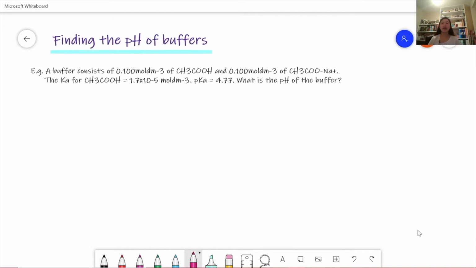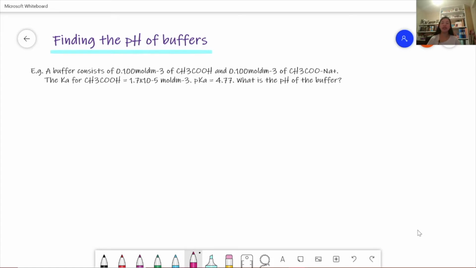So now we're going to talk about how to find the pH of buffers. We're going to look at this example. A buffer consists of 0.1 moles per decimeters cubed of ethanoic acid and 0.1 moles per decimeters cubed of the salt. The Ka for ethanoic acid is 1.7 times 10 to the minus 5 moles per decimeters cubed. The pKa is 4.77. So what is the pH of the buffer?